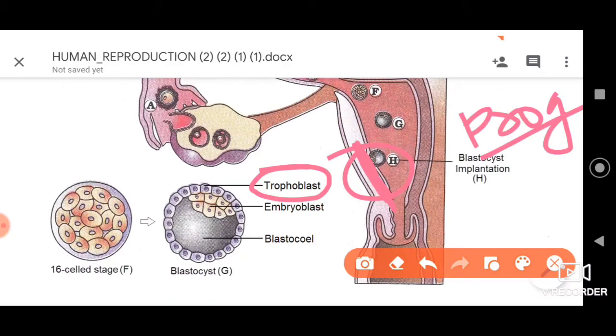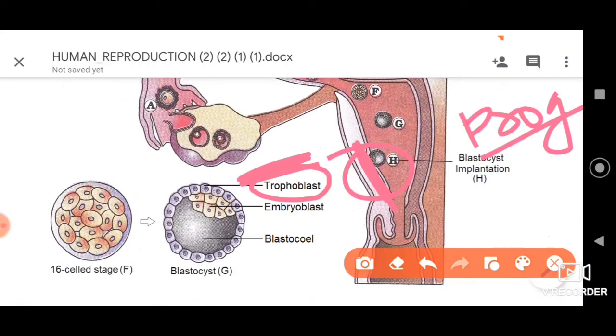Dear friends, furthermore, the lytic enzymes of trophoblasts are important not only for the breakdown of endometrial cells, but also for the absorption of water and nutrients, and for the formation of finger-like projections called villi. So all this role is performed by the trophoblast cells, dear friends.